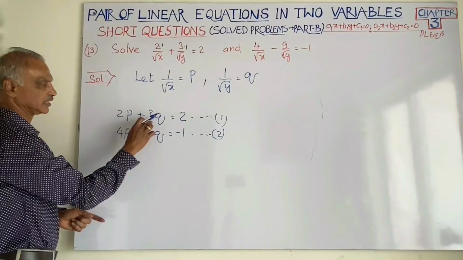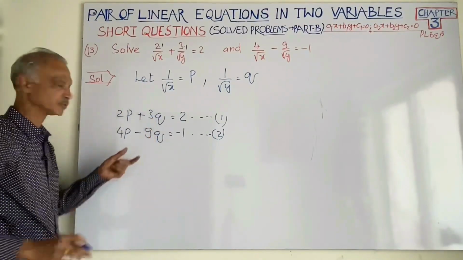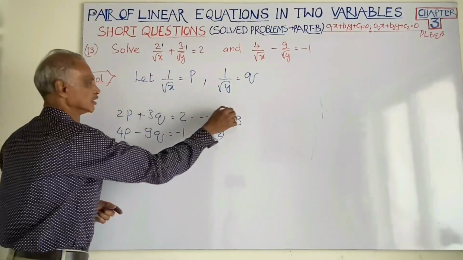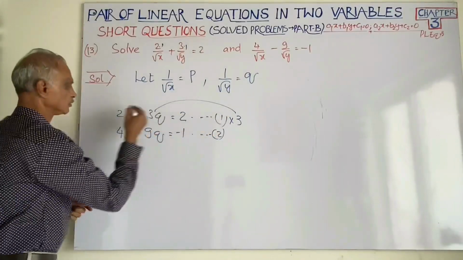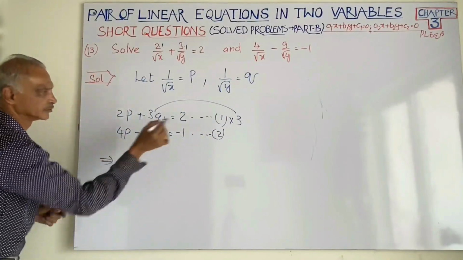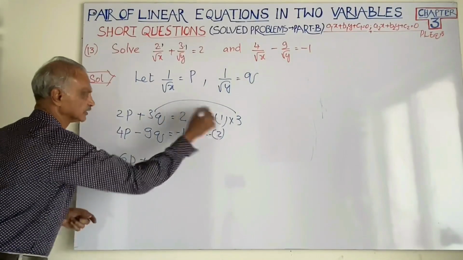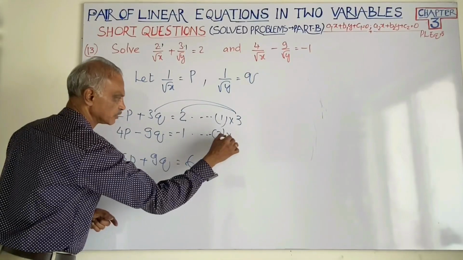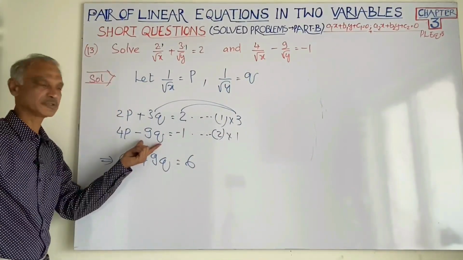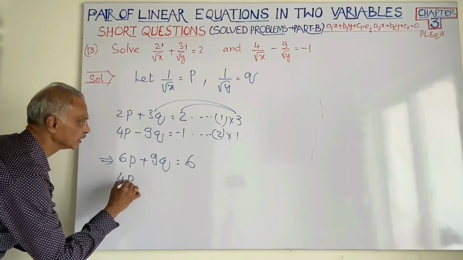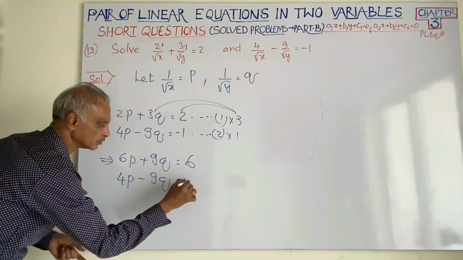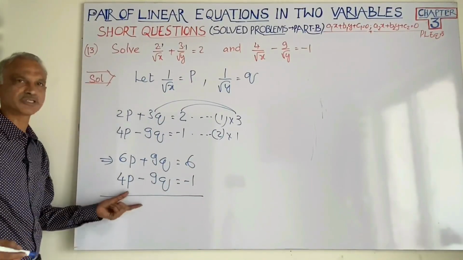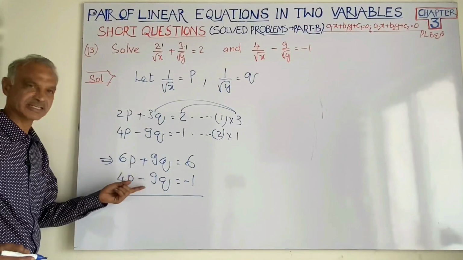Now see, plus 3q minus 9q. It is better to add, because you have to multiply the first equation with 3: 3 2s are 6p, plus 3 3s are 9q is equal to 3 2s are 6. And you multiply the second equation with 1, because we have 9q here: 1 into 4p minus 9q is equal to minus 1. This is equation 1 and equation 2. We have to solve these two equations.